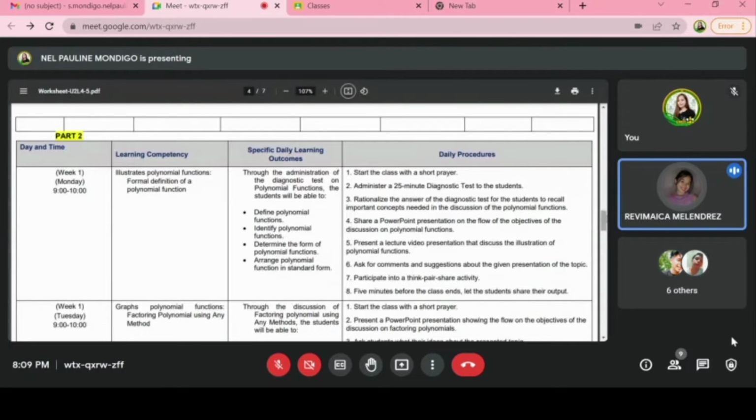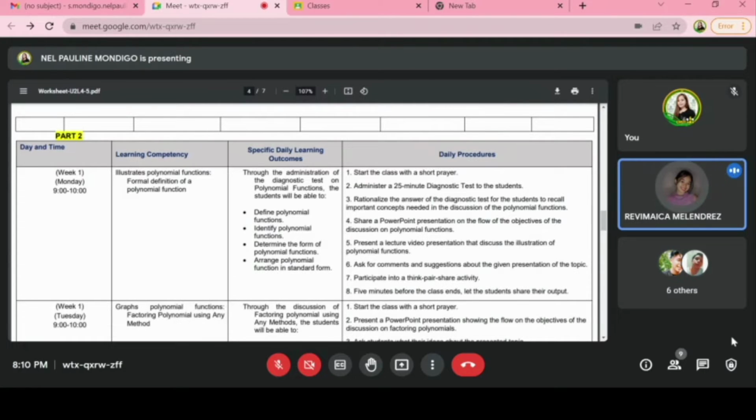For the daily procedures of that learning competency, start the class with a short prayer. Next is administer a 25-minute diagnostic test to the students. Next is rationalize the answers of the diagnostic test for the students to recall important concepts needed in the discussion of polynomial functions. Next is share a PowerPoint presentation on the flow of the objectives of the discussion on polynomial functions. Next, present a lecture video presentation that discusses the illustration of polynomial functions.